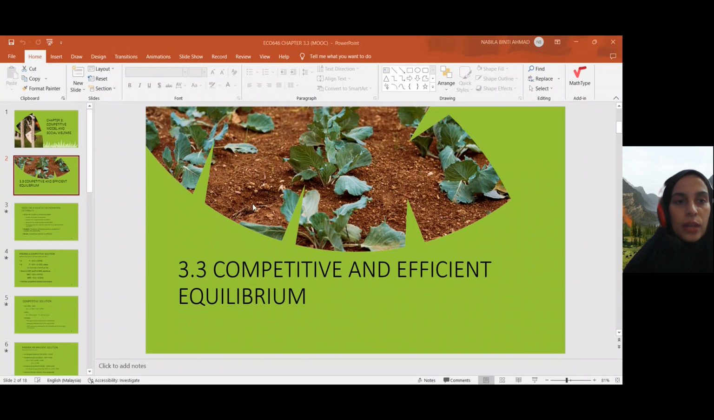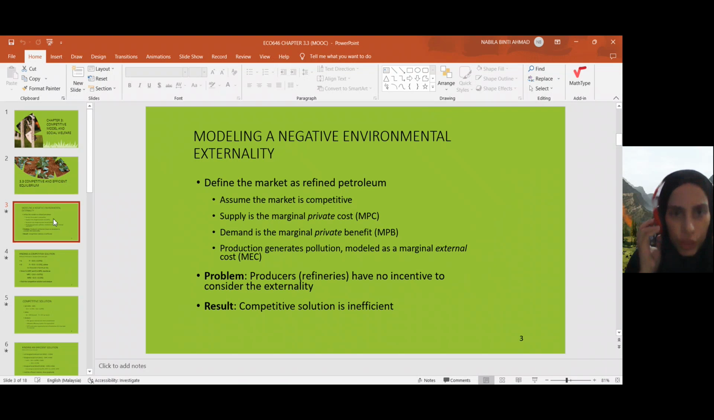Okay, everyone. Now let's continue with this topic, 3.3, competitive and efficient equilibrium. In this topic, we're going to calculate the competitive as well as the efficient equilibrium, right? So, modeling a negative environmental externality.